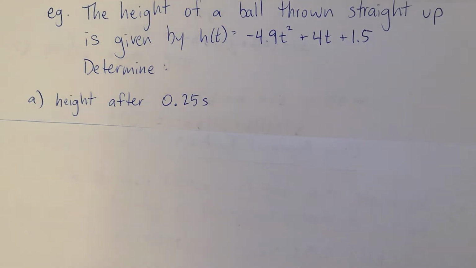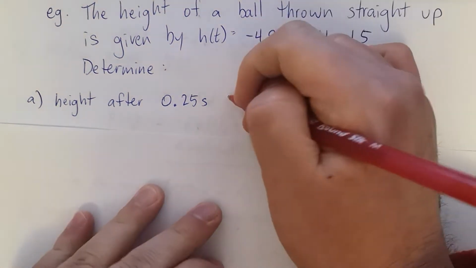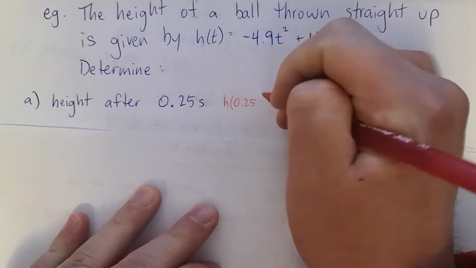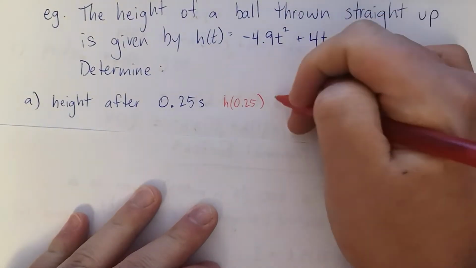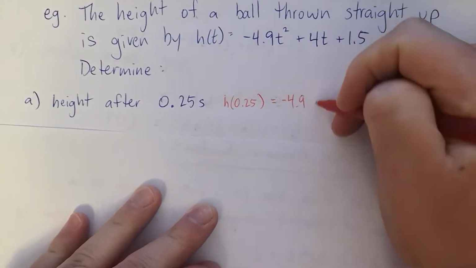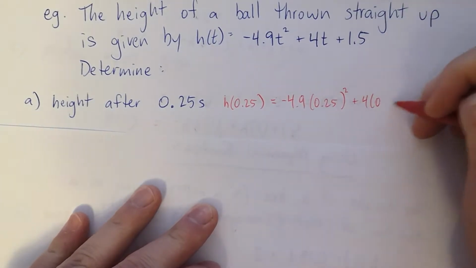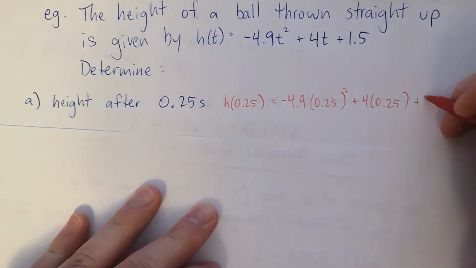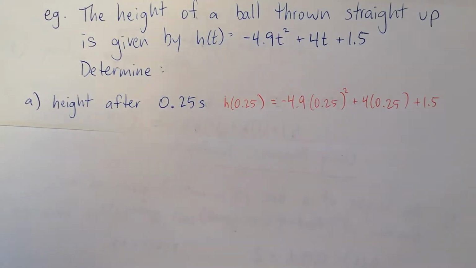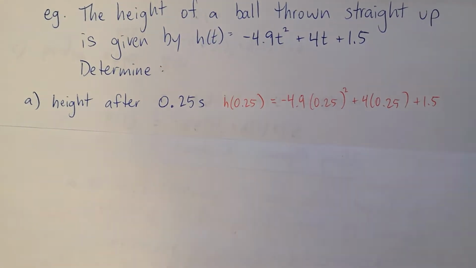So the first one I'm asking us to find is the height after 0.25 seconds. Now, that's the height at 0.25. So what you're going to do is replace t with 0.25, and it's going to work. And you can get your answer that way. Okay, I want to show you how you can do it quicker on your calculator.